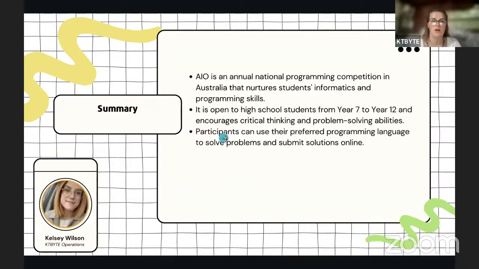Perfect. So I'm just going to wrap us up here with a quick summary. Obviously, we know that AIO is annual. It will happen one time a year currently. We talked about the age ranges, year 7 to 12, generally correlating with grades 7 through 12, focused pretty heavily on high school students, but all students in that age range are welcome to try it. And we think it's a great experience either way. And like we said earlier, you can use whatever preferred programming language you want within the scope of Python 3, C++, or Java. So that summarizes all the things we've talked about.